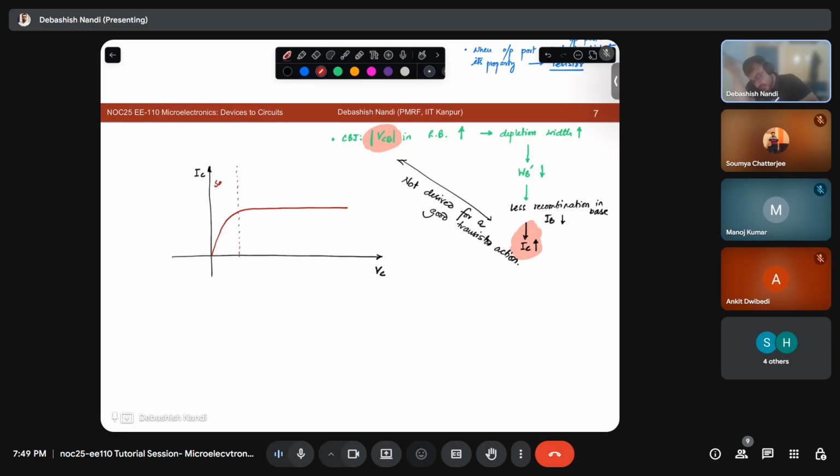Let's say this is my saturation region. This is my forward active region. And somewhere here, let's say this is my cutoff. So now what can I see? If I keep increasing my VC, my IC will also start to increase. In this place, what was happening? Between 2 points, my VC increases, but my IC does not increase. But in this case, my IC is also increasing.